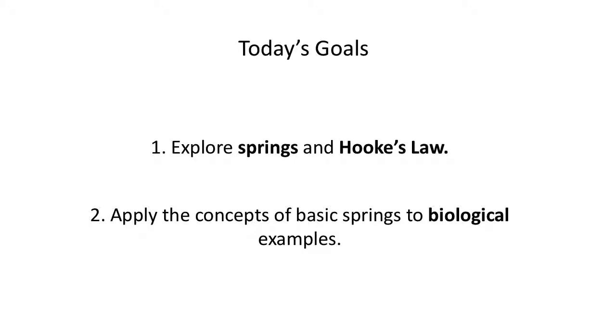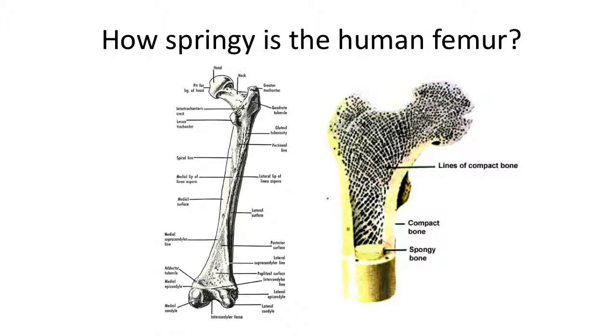Now we're going to move on to springs and something called Hooke's Law. This should actually be a pretty easy topic at this point because we've dealt with Newton's laws enough that this should be okay. But I want to look at biological examples. So I know a lot of you are much more interested in biology than in physics, so I want to look at real biology systems and how there are examples. The one that we'll talk about today is something called the human femur.